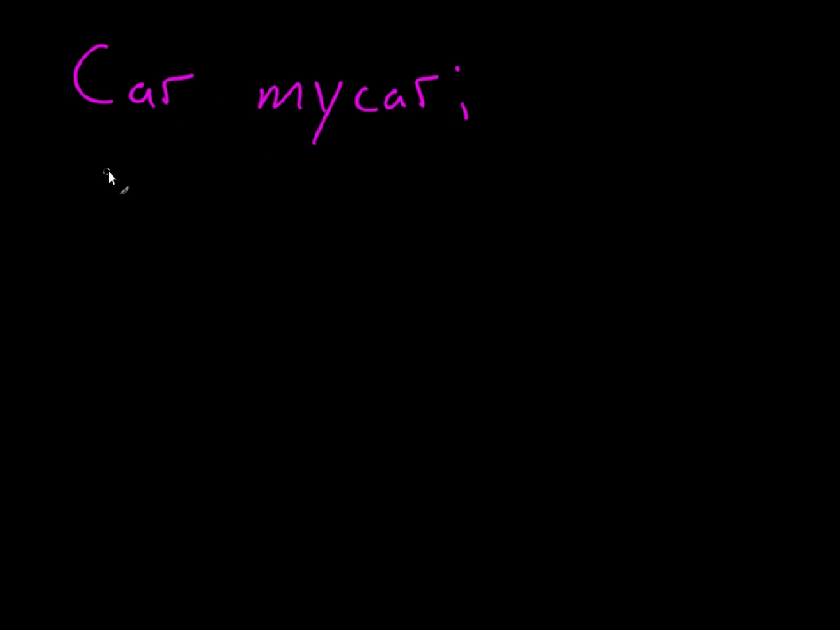So before, if we wanted to do something inside, say my car, and then we wanted to set some variable, say call it color, we wanted to make it equal to blue.